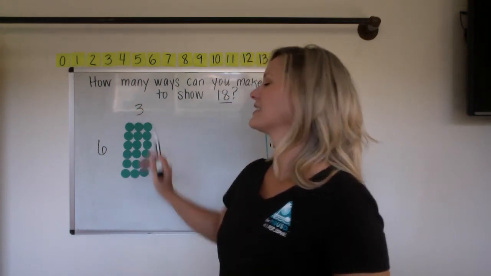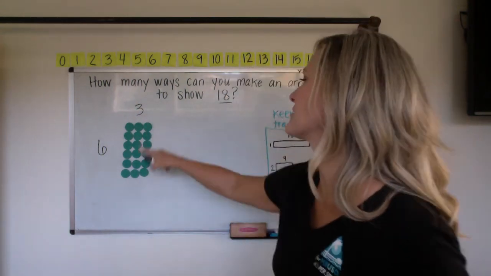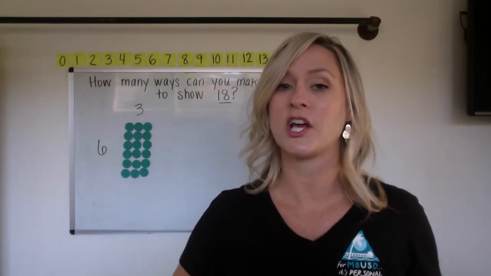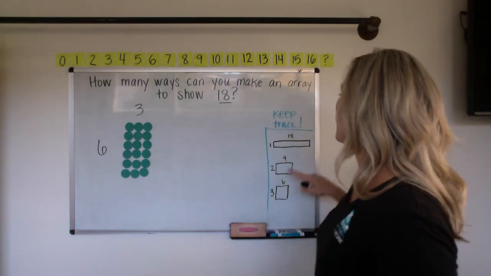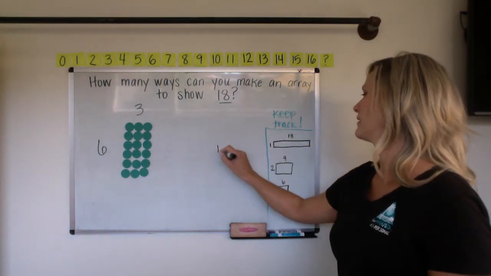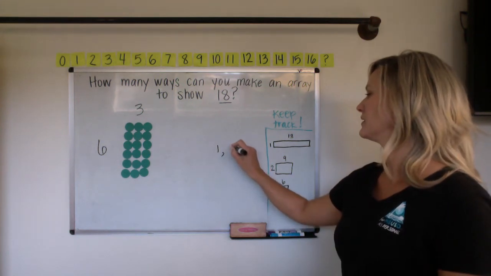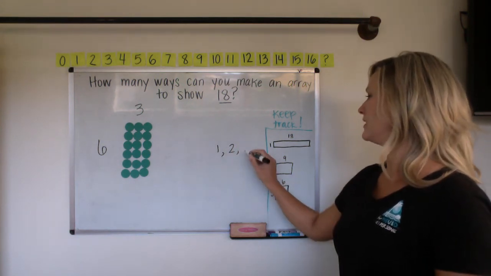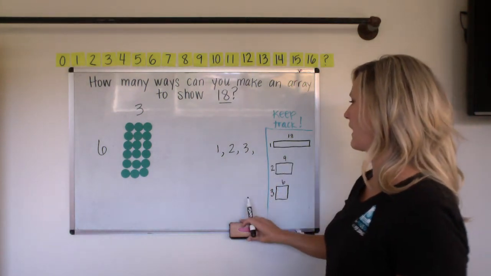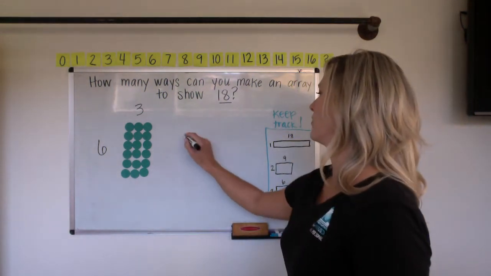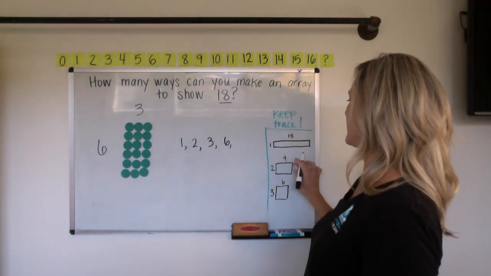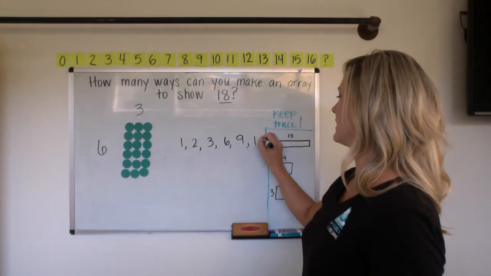Since we've already done 6 times 3, that means we have actually found all of the factors for 18. My factors for 18 are, I'm going to put them in order, 1, 2, 3, 6, 9, and 18. You have to plan ahead.